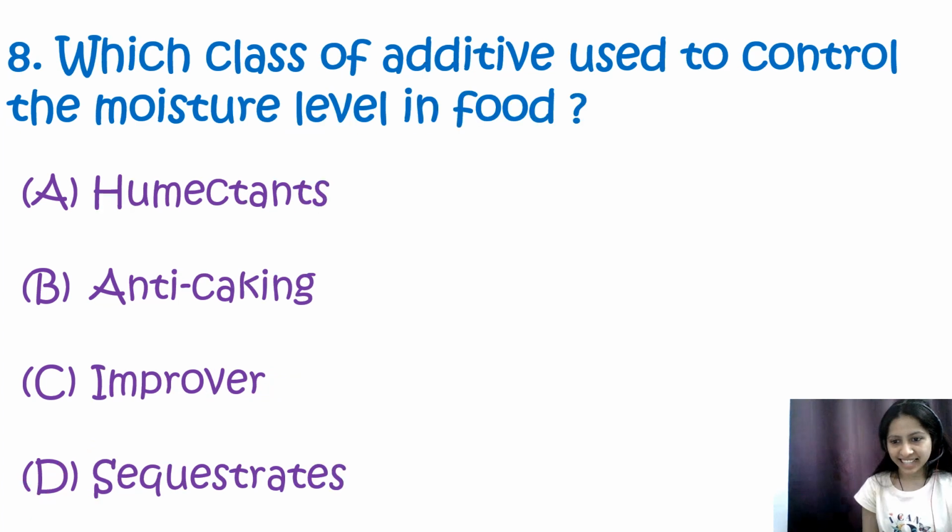Next question number 8. So which class of food additive is used to control the moisture level in food? So options are humectants, anti-caking agents, improvers and sequestrants. So over here my correct option is A, that is humectants.